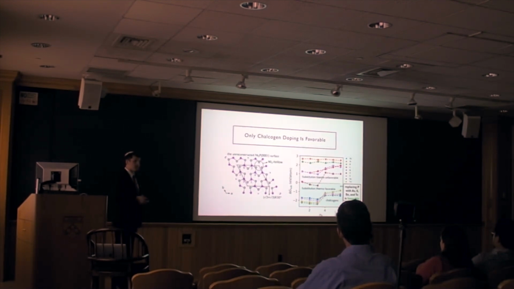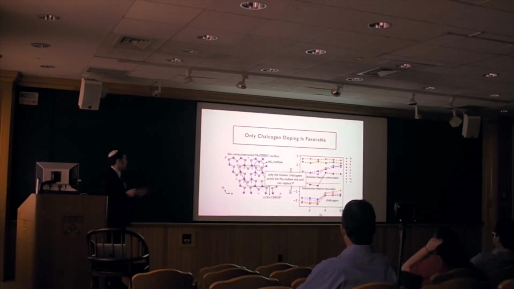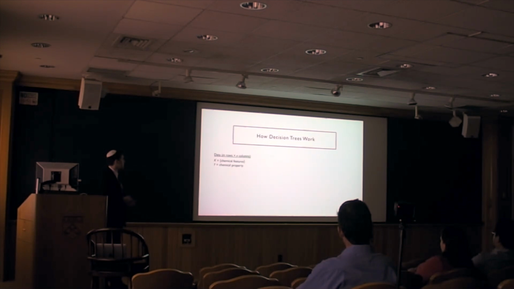There are, however, some that can, including arsenic, sulfur, selenium, and tellurium. And as I showed you before, arsenic isn't interesting because it doesn't really change the binding energy. But sulfur, selenium, and tellurium do. And so under moderate doping concentrations, we can dope the surface, it's thermodynamically favorable, and it will also weaken the binding in the way that we want. And so only the heavier chalcogens will both activate the nickel 3 site and also replace phosphorus.